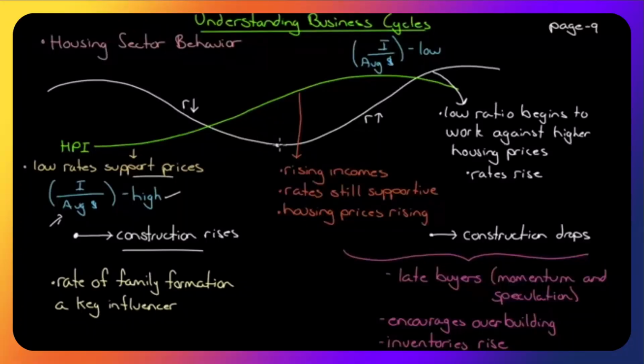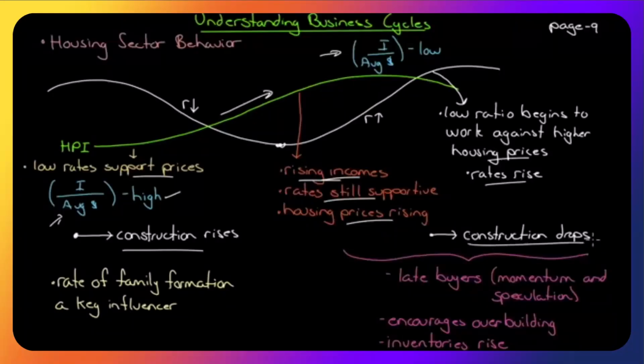And as rates continue to fall all the way into the lower levels of where rates can go, you do have an improving economy. The housing price index is still moving upwards. Rising incomes, rates are still supportive of increasing housing prices, so housing prices rise. You will get to some point where incomes tend to slow down, but the average home price continues to increase. The affordability index will drop. When it's low, it means low affordability. A low ratio begins to work against higher housing prices. Same with rates increasing. Rates rising tend to work against higher housing prices as well.